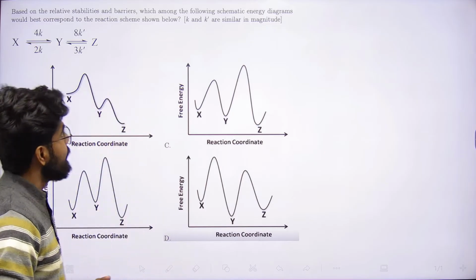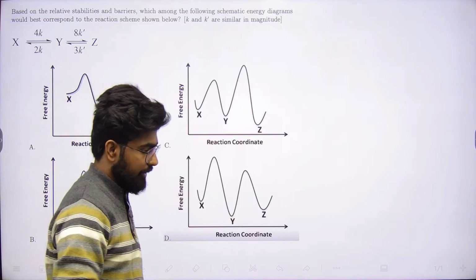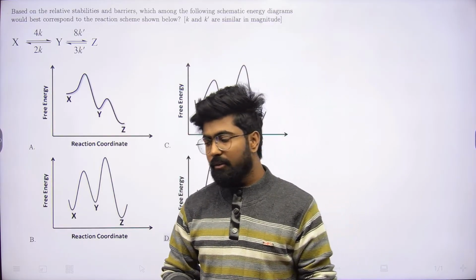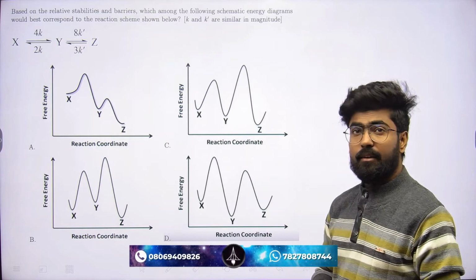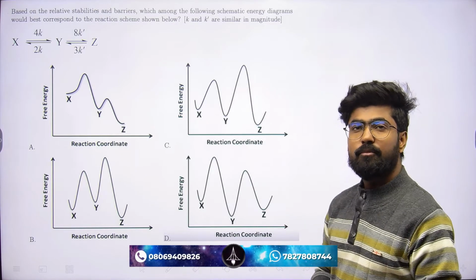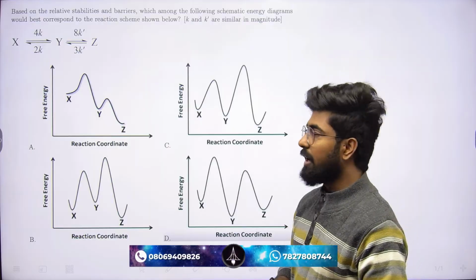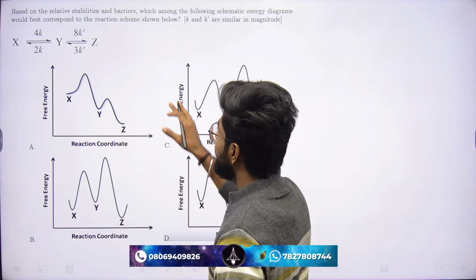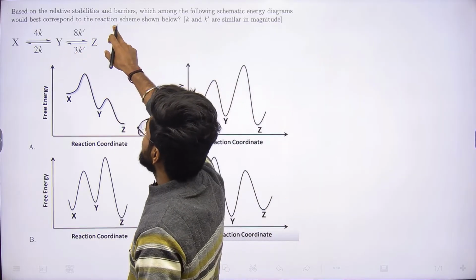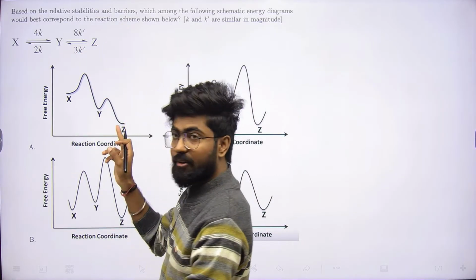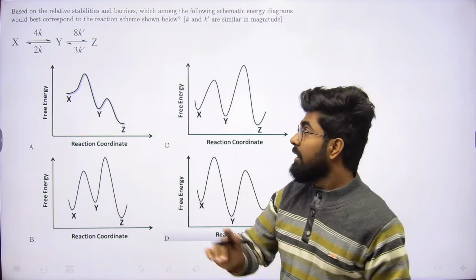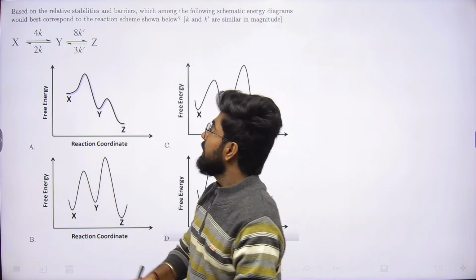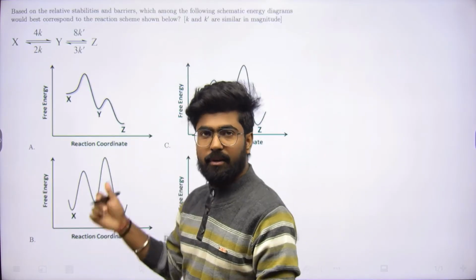A very wonderful question that belongs to the chapter chemical kinetics. This question was asked in IAT 2021 and this question is pretty much basic, but yet it is very difficult to understand sometimes if you are weak at interpreting the graphs and the information that is given in the form of the rate constants. So basically in this question they are saying based on the relative stabilities and barriers, right? Barrier means they are considering activation energy, and relative stability means that they are considering the rate constant, or the free energy through the graph.